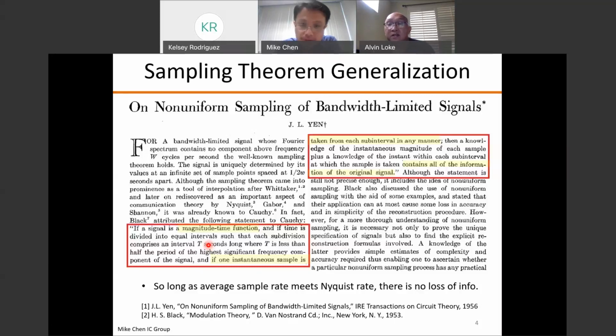Question: are the non-uniform time sampling positions continually adjusted? Is this a source of error?